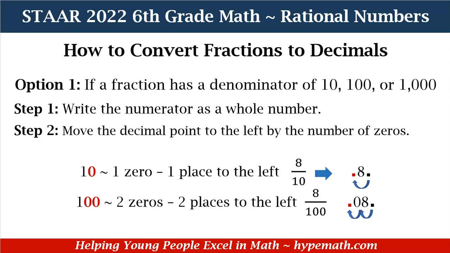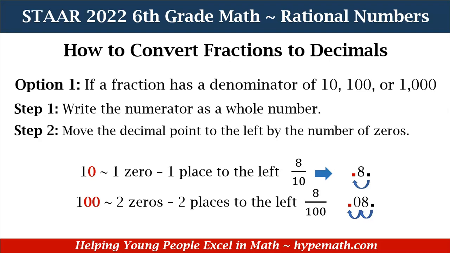Let's start with 8/10. We see that for 8/10, there is 1 zero in the denominator, so we are going to move our decimal 1 place to the left. We have 8 as a whole number, and for whole numbers, the decimal point is right after the whole number. When we move it 1 place to the left, our answer is 0.8.